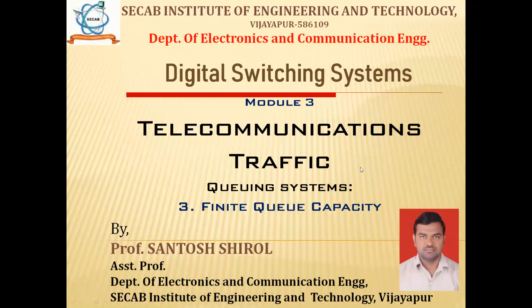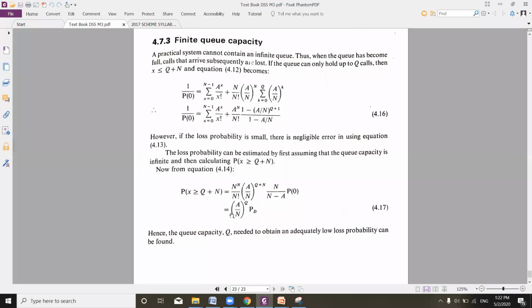So let us continue with the queuing systems, and in this last part of this subtopic will be the finite queue capacity. A practical system cannot contain an infinite queue. Practically we cannot have an infinite amount of queue, and an infinite queue would be required to accommodate an infinite number of calls arriving. So it is practically not possible to have an infinite size of queue. Thus, when a queue has become full, calls that arrive are lost.